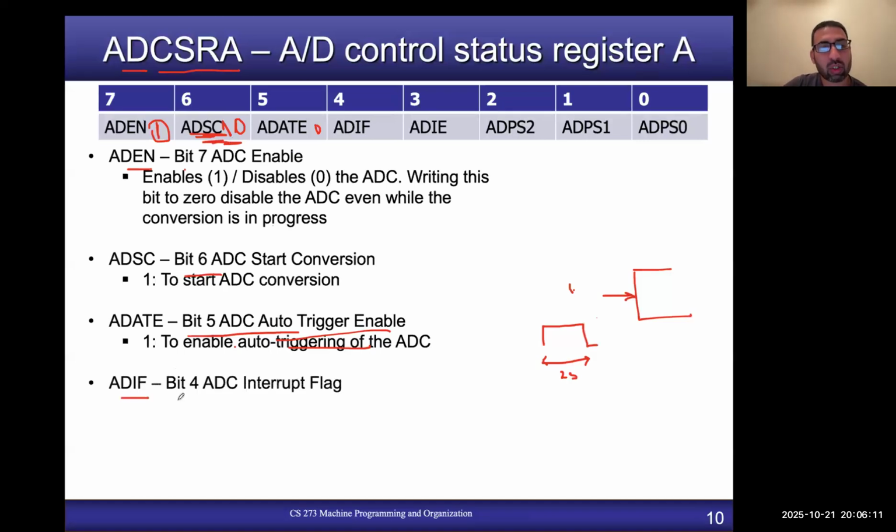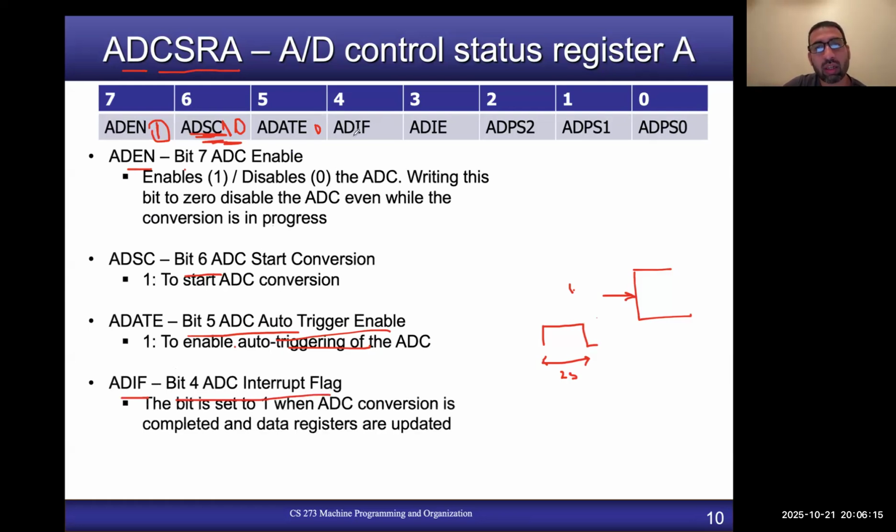Okay, ADIF bit. So bit 4, ADC interrupt flag. Actually, this bit is set to 1 not by the programmer, not by you, but by the hardware. So it is an interrupt flag. It will indicate that the ADC conversion is now completed. So for example, you write 1 and then you keep reading this bit. When this bit becomes 1, it is telling you that conversion is completed, right? And after that you can start a new conversion again.